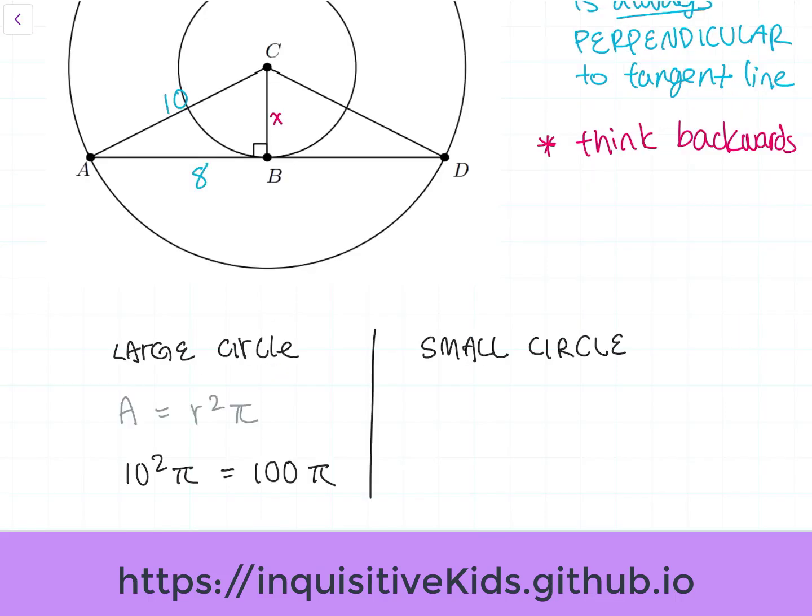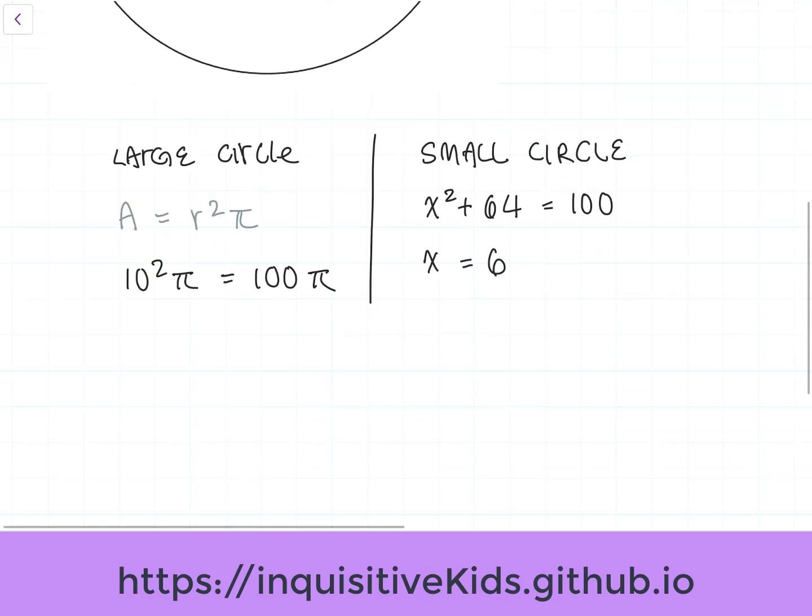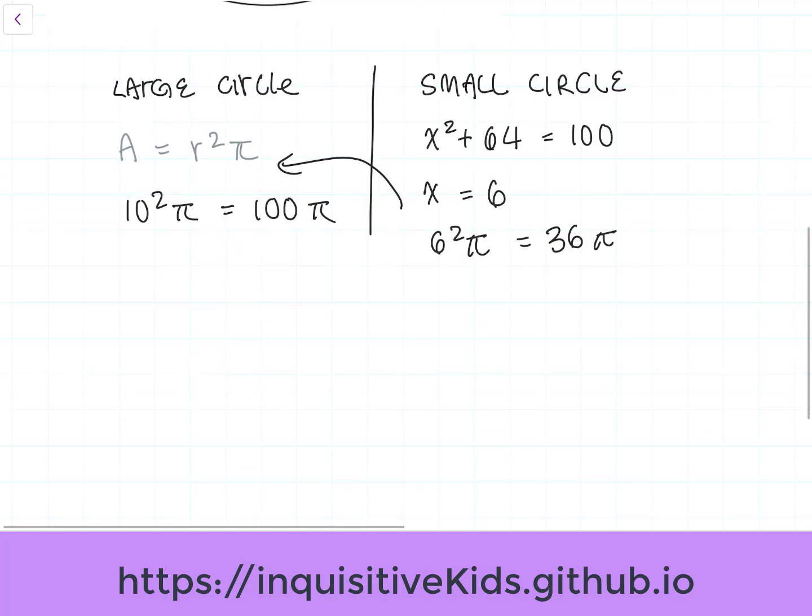So we can find x by saying x squared plus 64 is equal to 100. That means x is equal to 6. So we know that the radius of the small circle is 6. Now we can apply that into this formula here, which is 6 squared times pi, equal to 36 pi. So the area of the small circle is 36 pi.